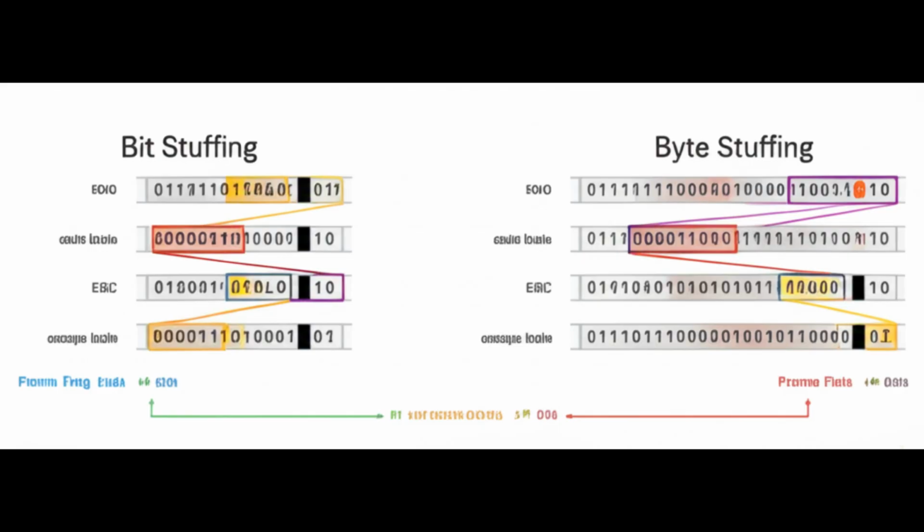Reduced efficiency: in situations where many bits are stuffed, the overhead can reduce the overall efficiency of data transmission. Limited to specific protocols: bit stuffing is primarily used in bit-oriented protocols and may not be supported by all communication systems. Latency: the overhead of processing the extra bits might introduce small delays in data transmission, especially in systems where speed is critical.